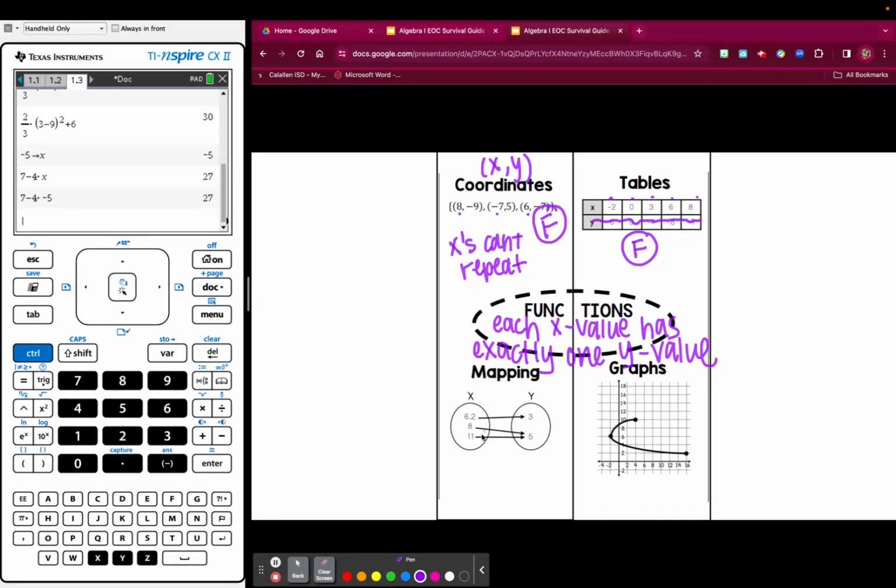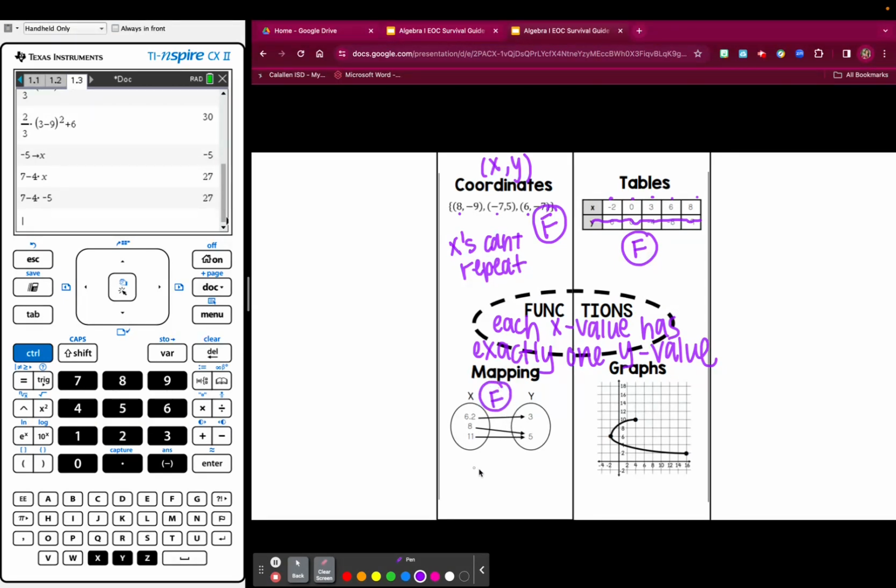Lastly, we want to go ahead and look at mappings. So with mappings, a quick way to determine if it is a function is if you have only one line coming from an x value. If you have more than one line coming from an x, that would automatically make it not a function. So here I have 6.2 paired with 3. I only have one line coming from 6.2. I have one line coming from 8 and one line coming from 11. So that tells me that this mapping is a function.